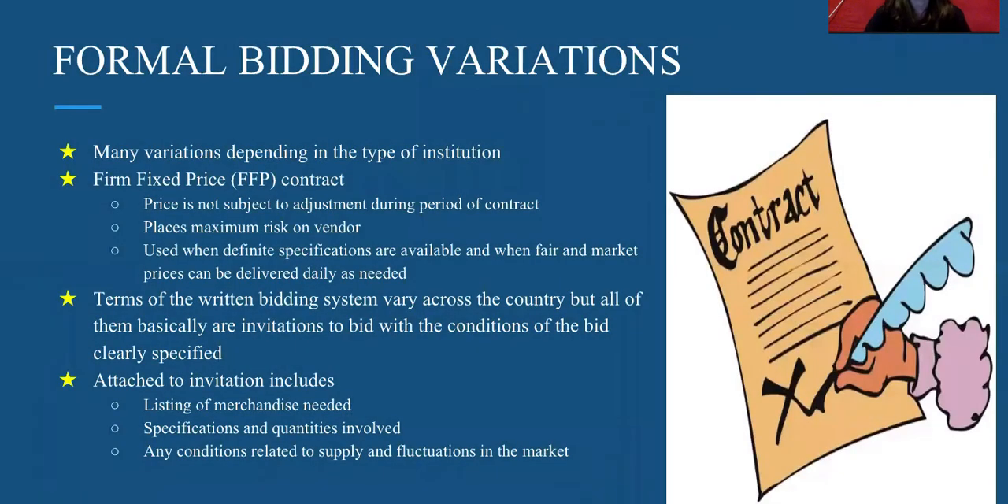Formal bidding variations. There are many variations depending on the type of institution. Firm fixed price, FFP contract. Price is not subject to adjustment during the period of the contract. It places maximum risk on the vendor. It is used when definite specifications are available and when fair market prices can be delivered daily as needed.